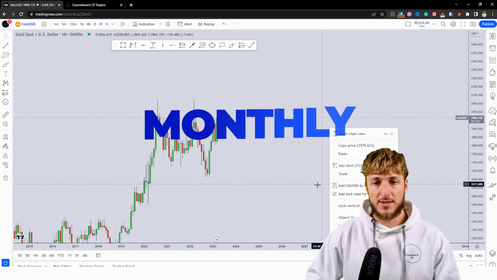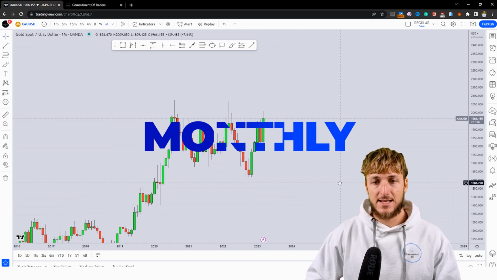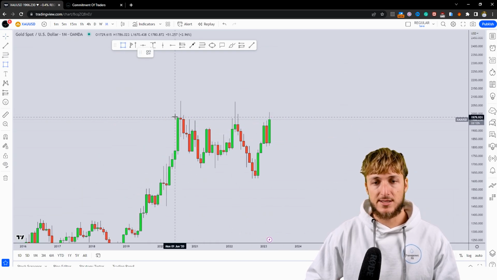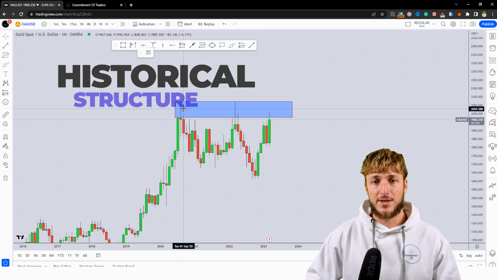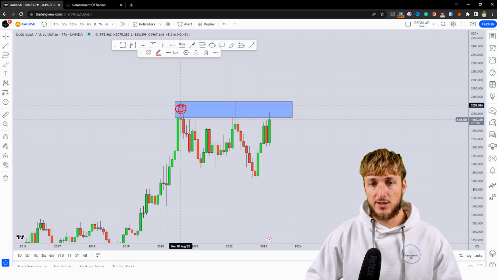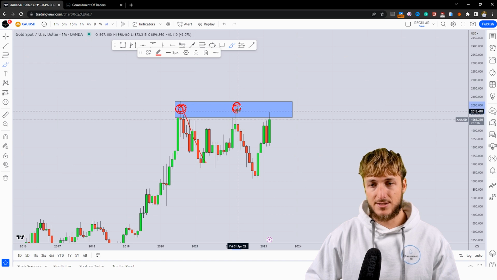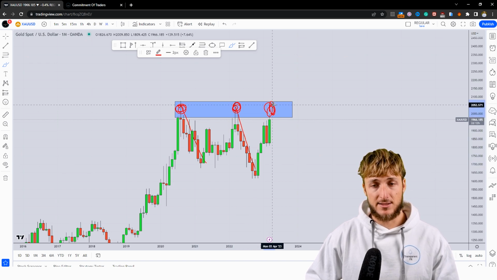Now, starting from the monthly time frame, what we can see is that at the moment we have a market which is testing a quite strong historical structure level. In fact, this zone is exactly the area that stopped the market here before then creating all this rejection to the downside. Again, here the market tested its zone and rejected it to the downside. And at the moment we just entered exactly the same area.